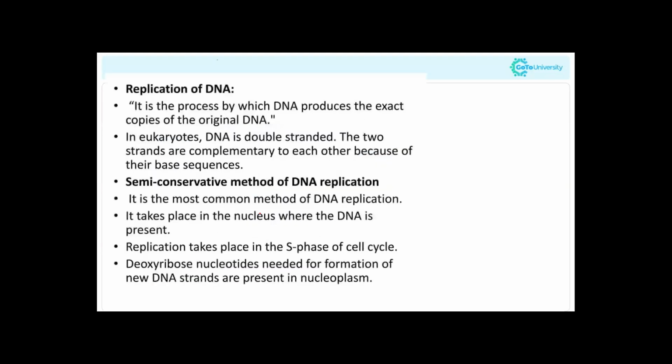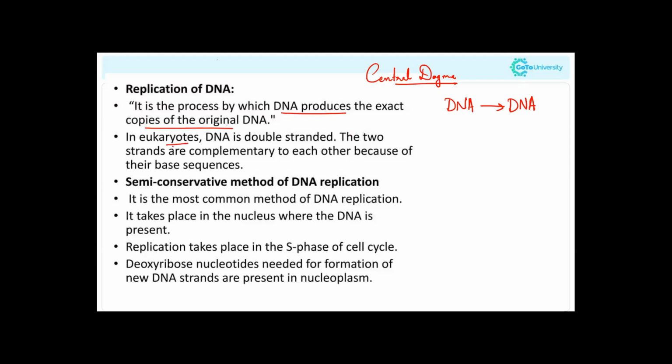Okay. Now we are moving to the details of the central dogma. As I told, central dogma is a one-way flow of genetic information. It is a flow of information within an organism where a particular gene gets expressed. If a DNA is copying itself to form another copy of DNA, that is replication. It is a process by which the DNA produces exact copies of the original DNA.